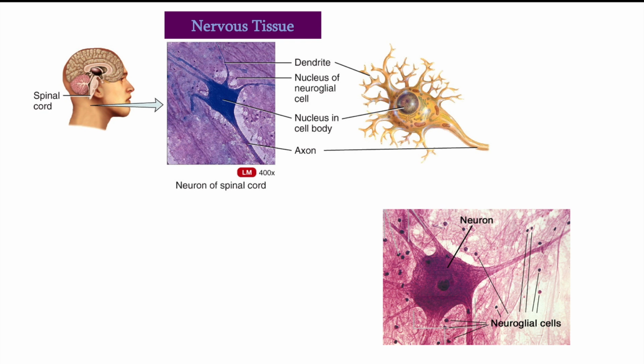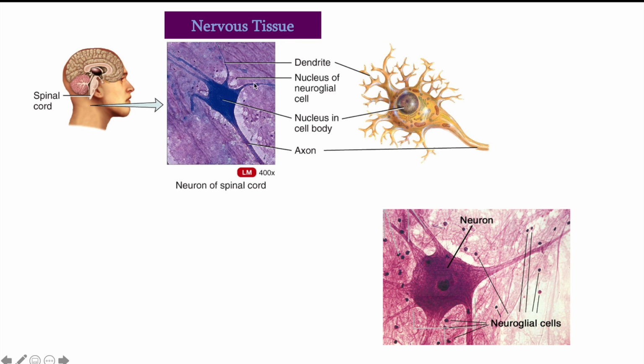The last type of tissue is the nervous tissue. This tissue is the one that sends the signals to all the others to tell them to do stuff. And it does so with electrical activity that we call action potentials. So this is a neuron, and neurons are cells that are found in your brain or in your spinal cord. And what they have is a thick portion called a cell body, and within the cell body is the nucleus.